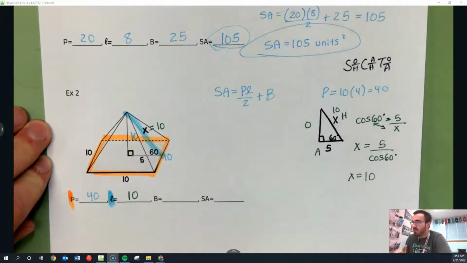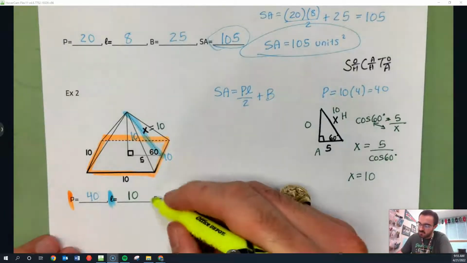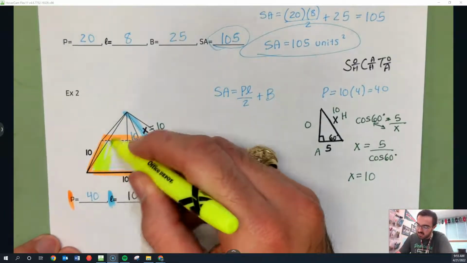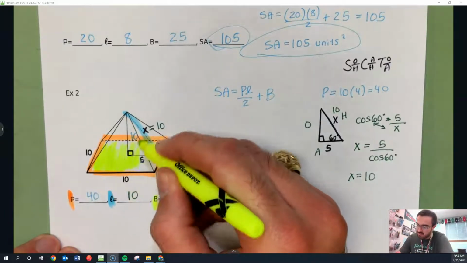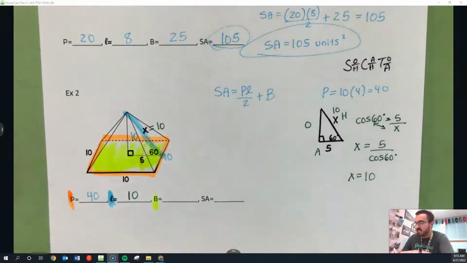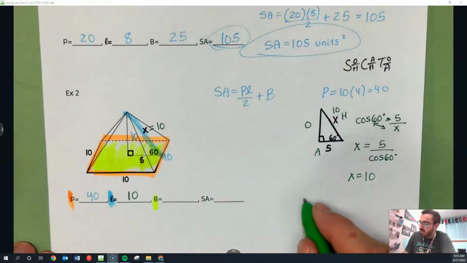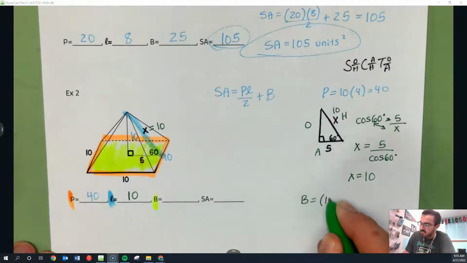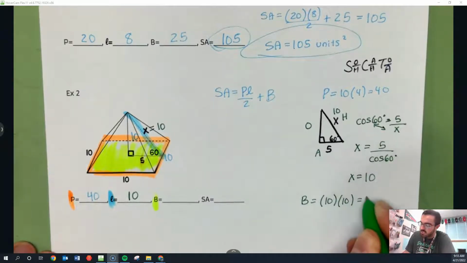Okay. All right, what about the area of the base? Area of the base, remember, is this entire area down here. It's very simple, though. The area of my base is simply going to be 10 times 10, right? Which is 100.